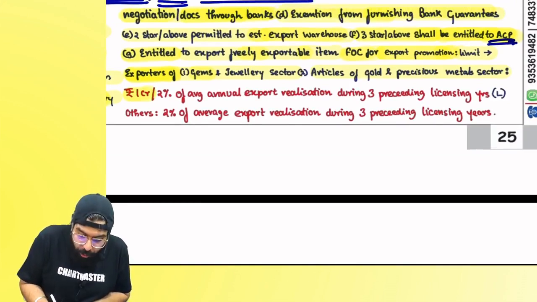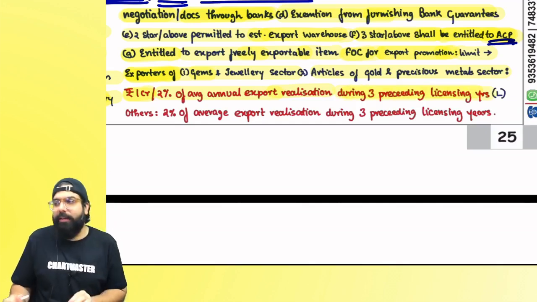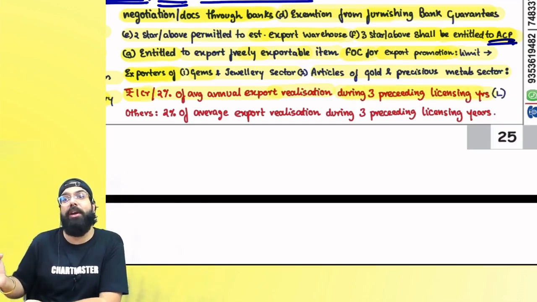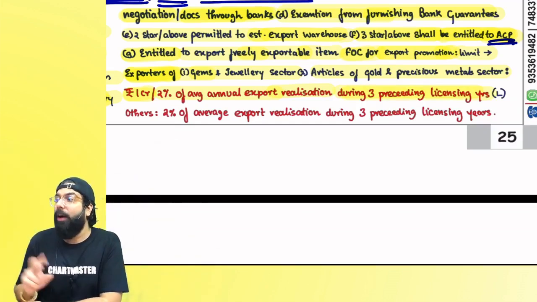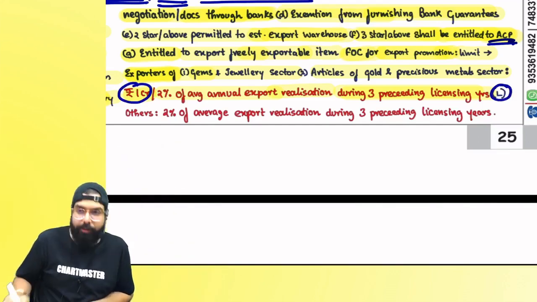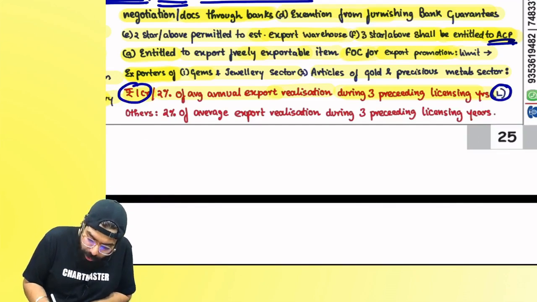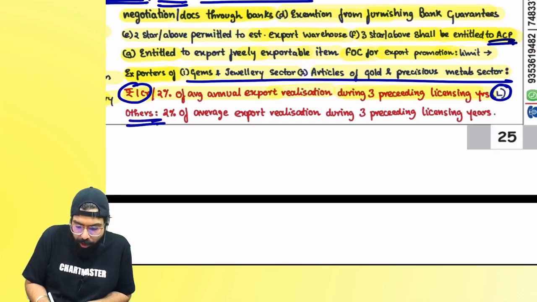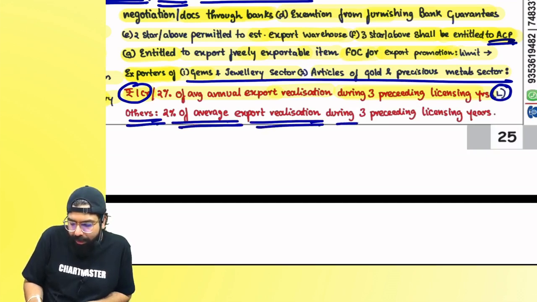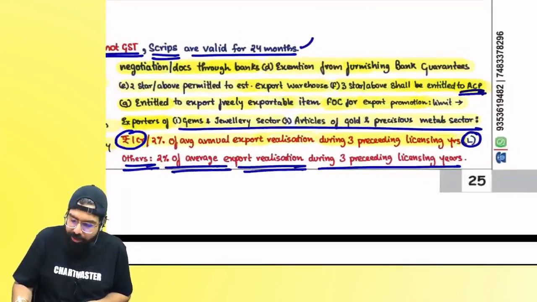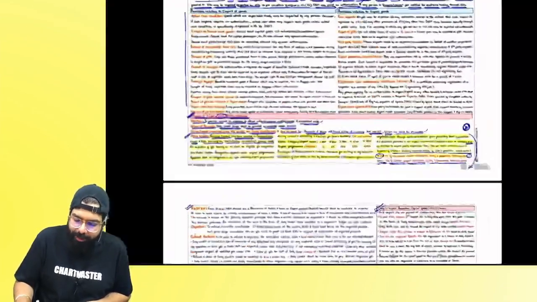And or 2% of average annual realization during the preceding 3 financial years. In the last 3 years, what was your average realization? Supposing in the last 3 years, you are realizing 100 crore rupees every year. 2% of 100 crore is 2 crore. So 2 crore or 1 crore, whichever is lower. Are we clear? Other than gems and jewelry and gold people, others can export 2% of the export realization during the preceding 3 license years. Are we clear, everyone? If they ask you about status holder, very, very important for exam, please remember.